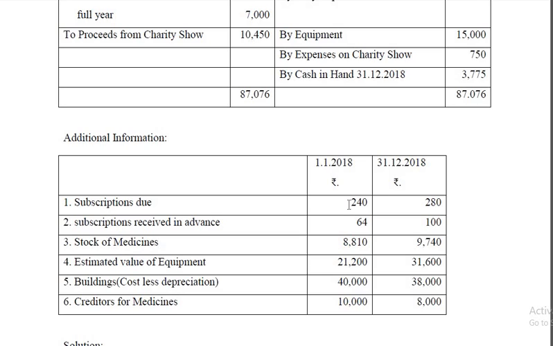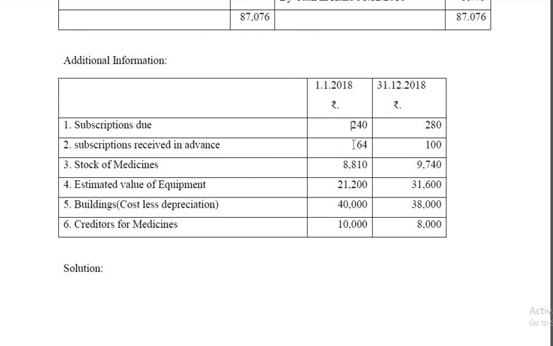Here, capital fund is not given. Therefore, you need to calculate capital fund. For that, you have to open the balance sheet at the beginning of the year. The 280 will be added to subscriptions in the income and expenditure account. Further, this will come to the closing balance sheet asset side. Subscription received in advance: 64 rupees were received last year, whereas that is the income of the current year. Therefore, 64 rupees are to be added to subscriptions in the income and expenditure account. And this will appear on the liability side of the opening balance sheet.